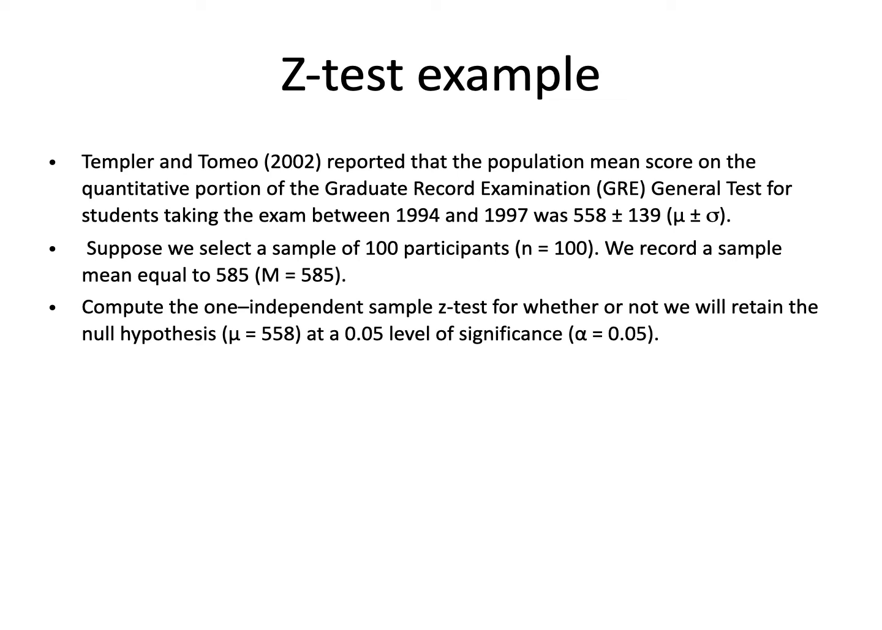Here what we are given is the population mean and its standard deviation, that is 558 and 139, and the number of participants, the sample size, is 100, and the sample mean is 585. M is equal to 585. Now we have to test whether the null hypothesis is correct or not.